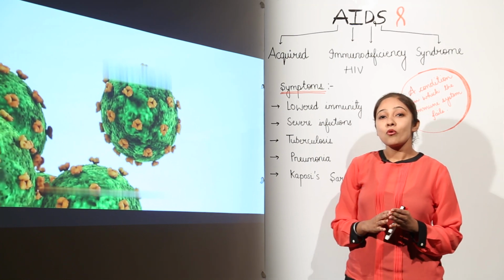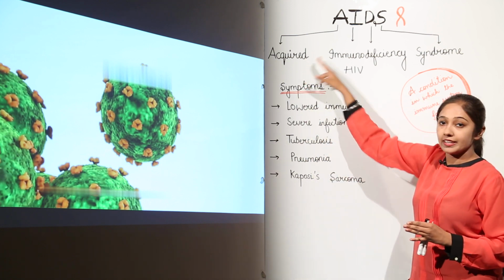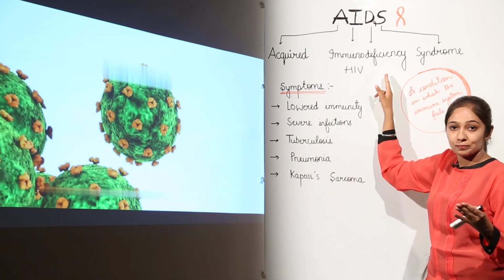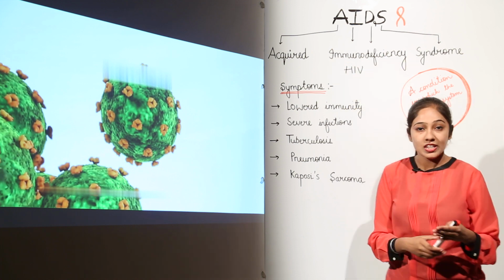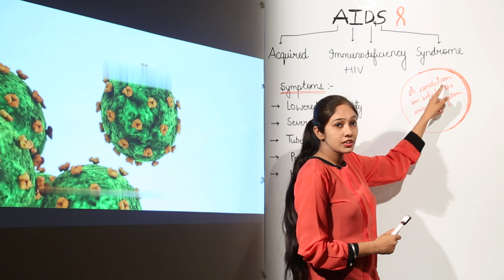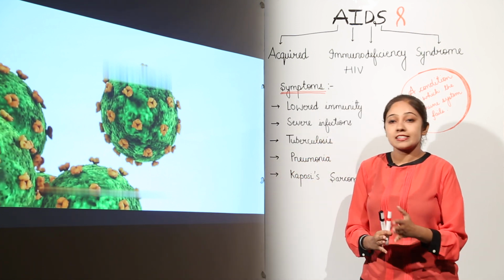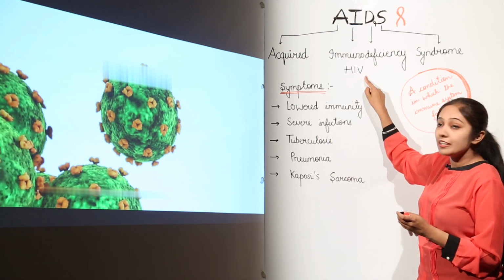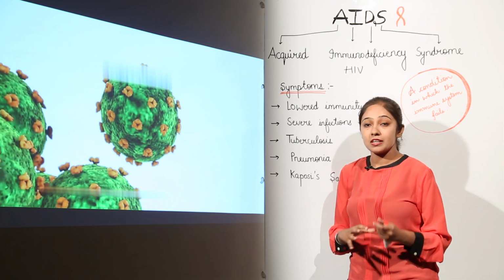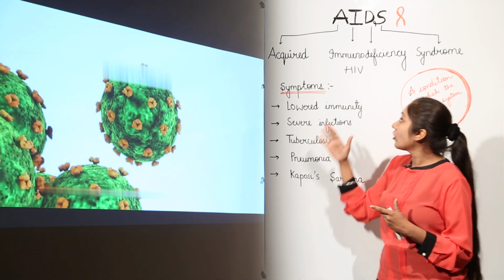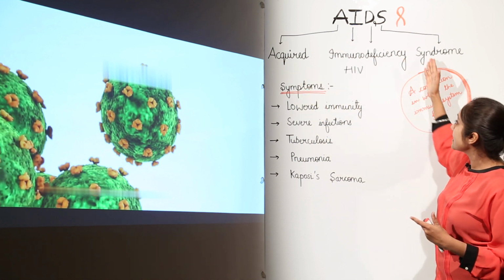AIDS, one of the most deadly diseases of the world. It is acquired immunodeficiency syndrome. From this word immunodeficiency, you can actually make out that AIDS is a condition in which the immune system fails. Because the AIDS virus, that is the HIV virus, actually attacks the immune cells of your body, the immune system of your body, so it causes a syndrome, that is acquired immunodeficiency syndrome.